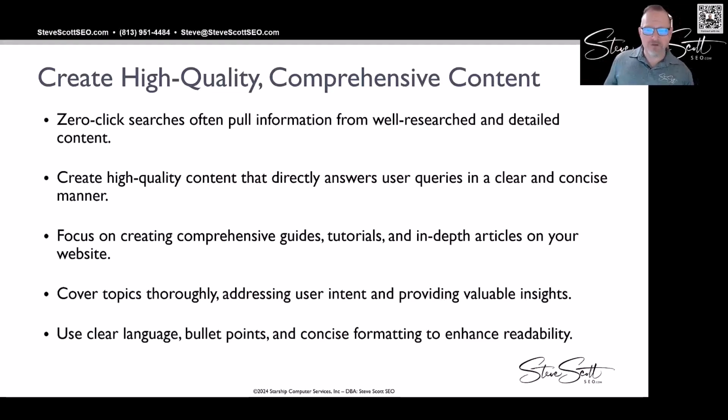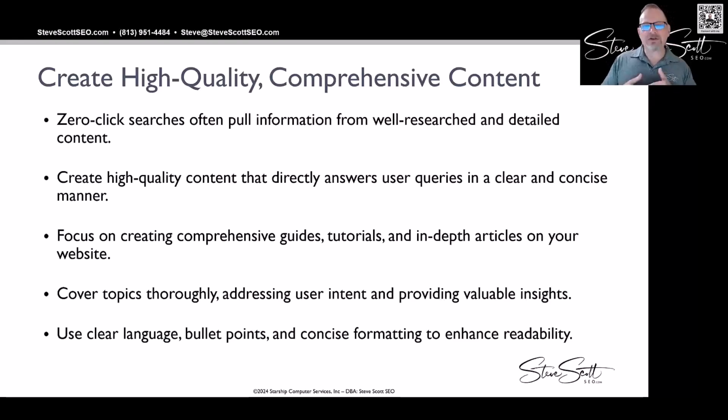Zero-click searches often pull information from within well-researched and detailed content. It's not like it used to be where Google pulled your description or something else. Now, they can pull information from anywhere on your page as long as it's valuable to the users. So create high-quality content that directly answers users' queries in a clear and concise manner. Focus on creating comprehensive guides, comprehensive tutorials, in-depth articles about whatever topic you're writing about that go on your website.